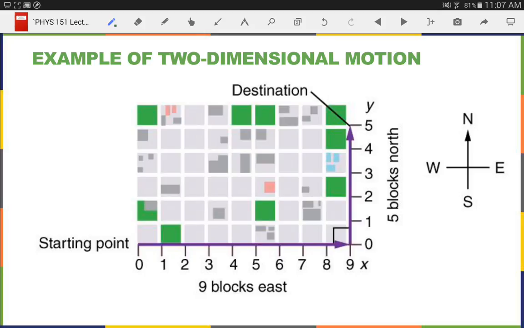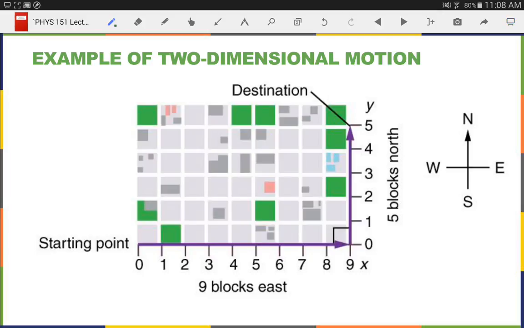So, an example of two-dimensional motion. Here's a picture of just driving in New York City or whatever. You take a trip that has two pieces. You drive 9 blocks east and 5 blocks north. And you probably had something relevant to this on your reading quiz. What's the total distance traveled in this path? Okay, total of 14 blocks. 9 blocks plus 5 blocks is 14.